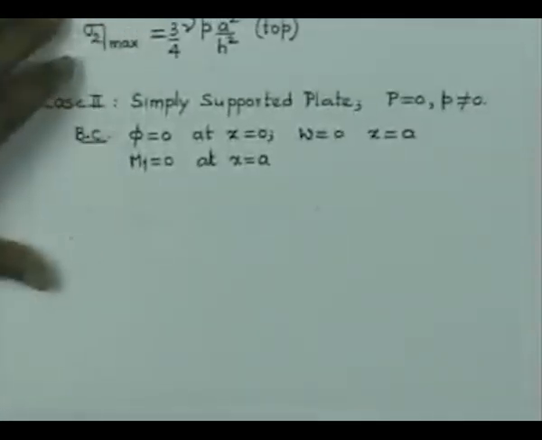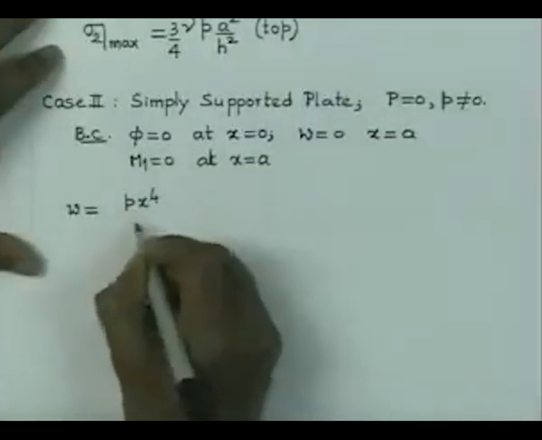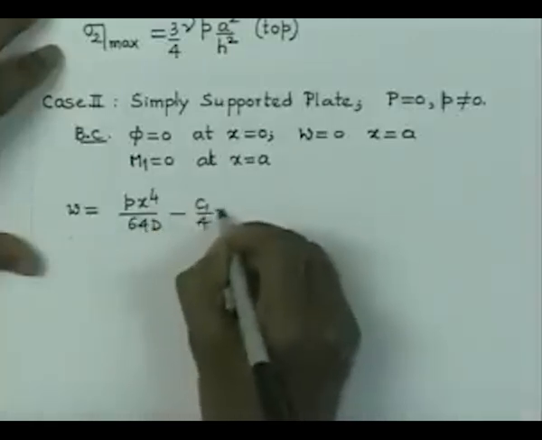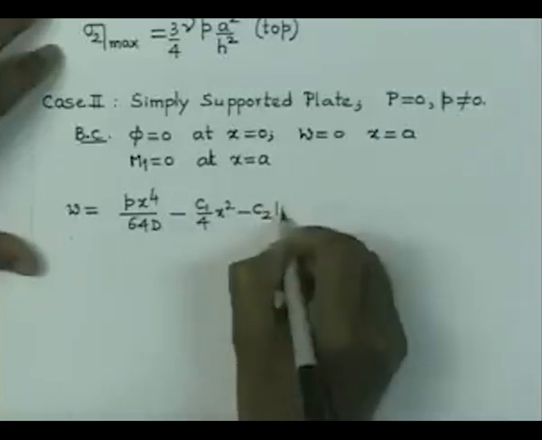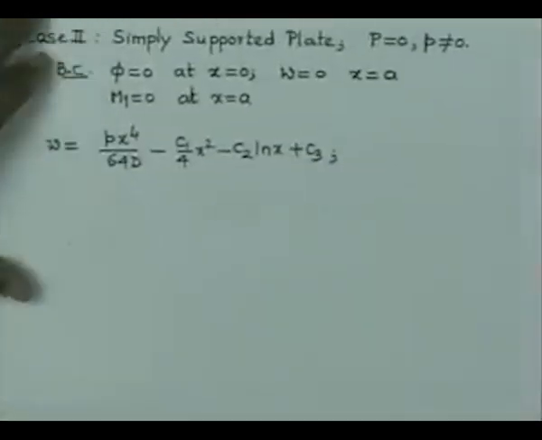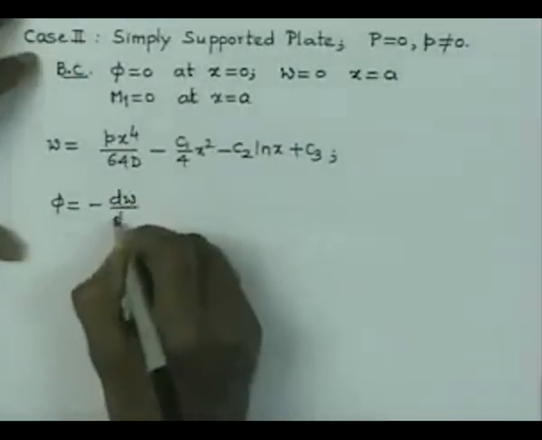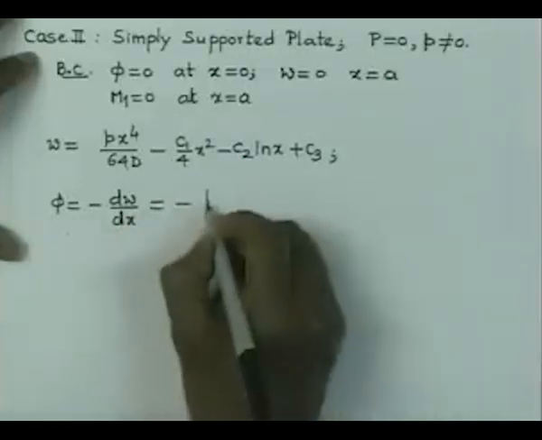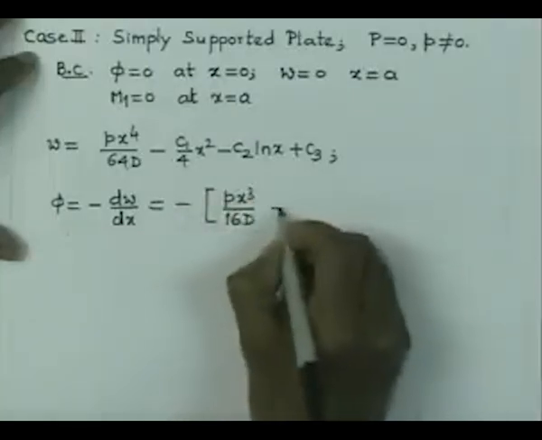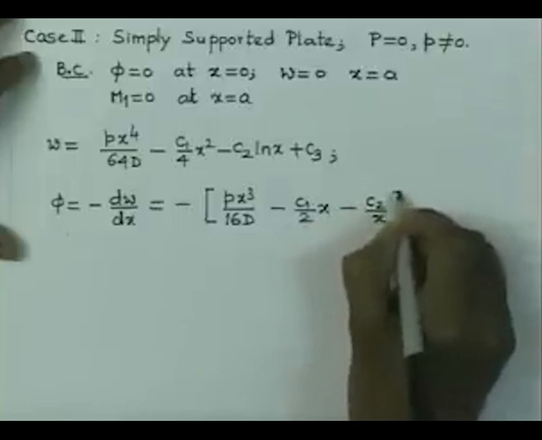We proceed as before. In this case, we start with this expression of W. W is equal to p x^4 by 64D minus C1 by 4 x square minus C2 ln x plus C3, and now we can write phi, minus dw dx, is equal to minus p x cube by 16D minus C1 by 2 x minus C2 by x.